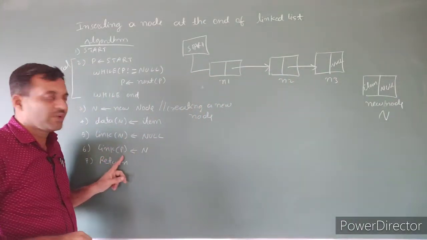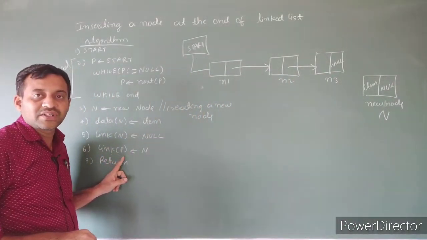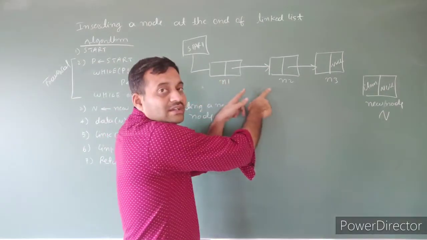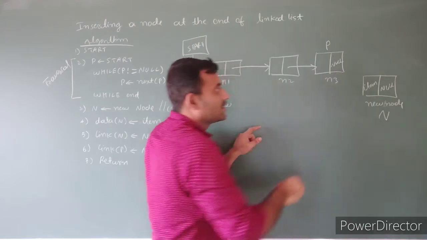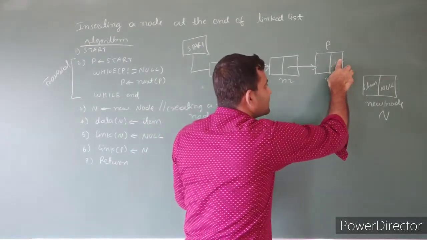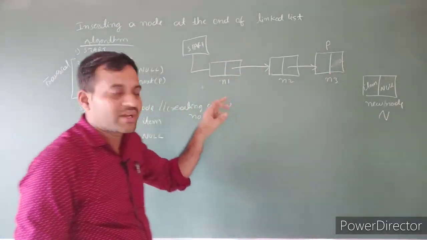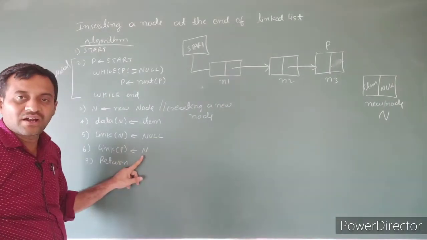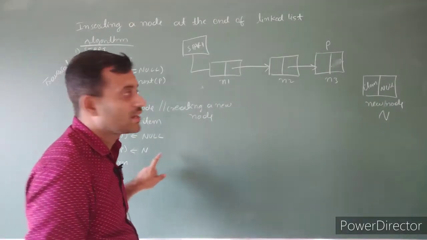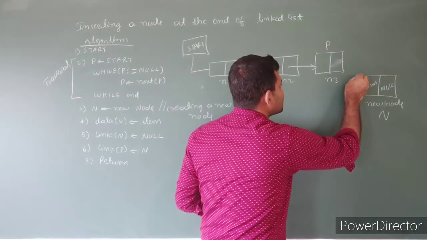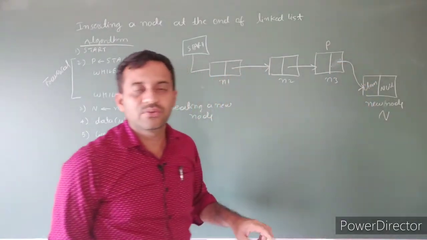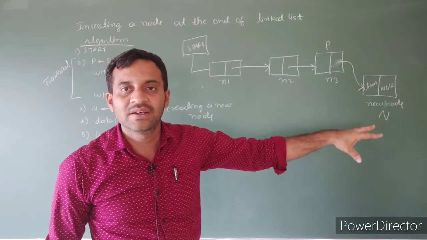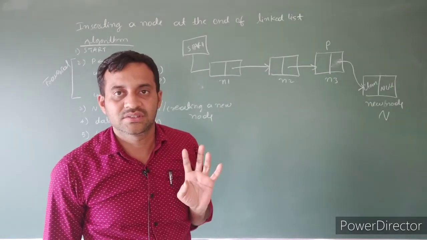Then for the link of P, what is P here? We traversed the linked list, and this is P. For the link of P, meaning this is the link of P, at that position we assign the address of the newly created node. This address is stored here. Then this is the insertion of a new node at the end of a linked list.